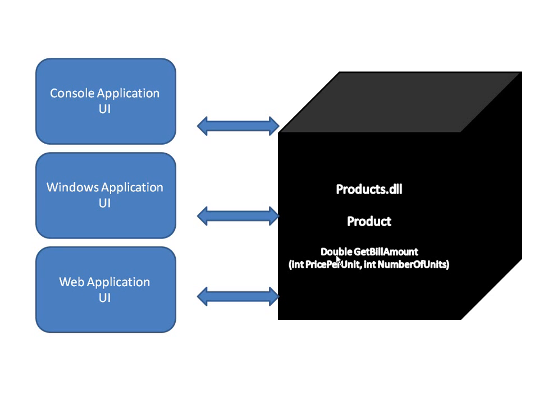So a DLL is a reusable component. For our implementation, first we need to create the DLL, then we will create a console application and use it there. Then we will create a Windows application and use it there. In the same way we will create a web application and use it there, which will demonstrate the reusability of a DLL or reusable component.